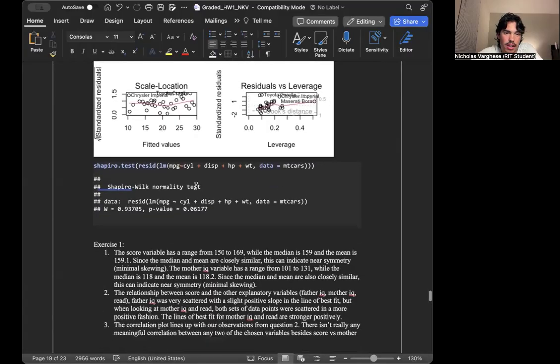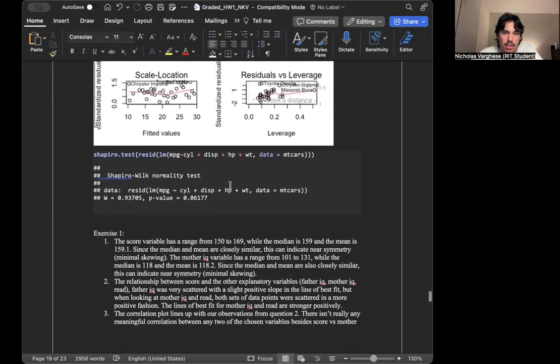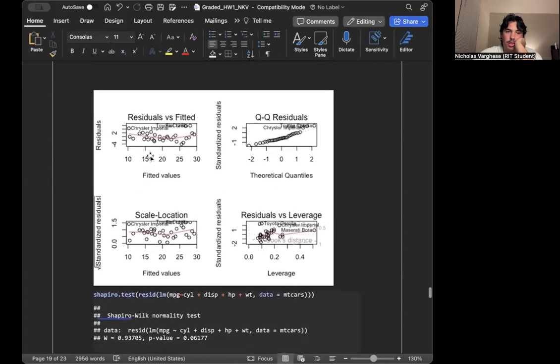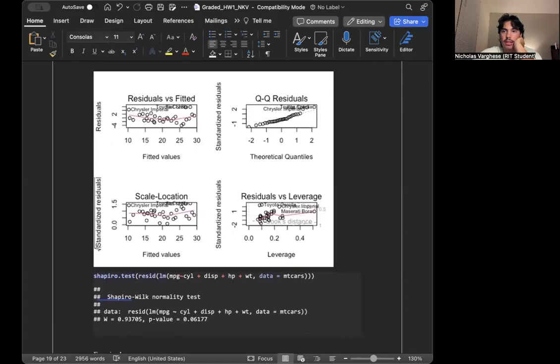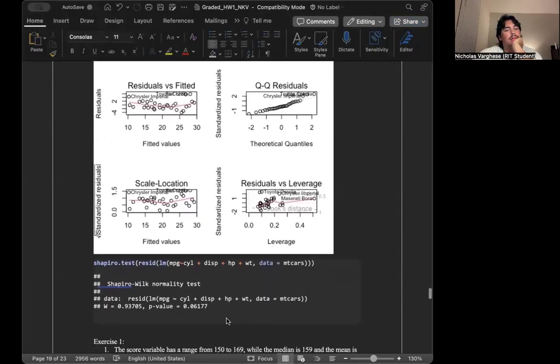Then if we go to question seven, which talks about the Shapiro test, we can see that we have a p-value of 0.06, which is greater than 0.05. So we fail to reject the null hypothesis, and we say that the residuals are normal.